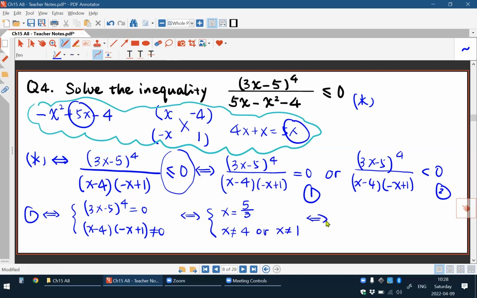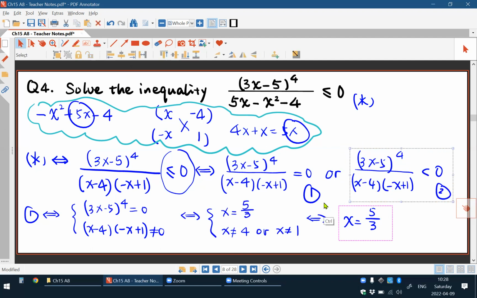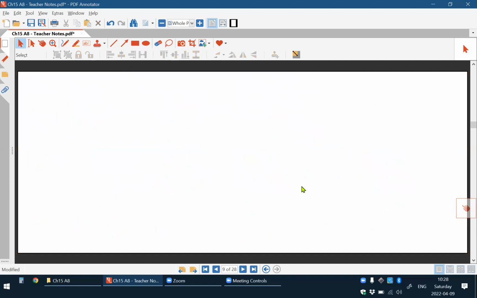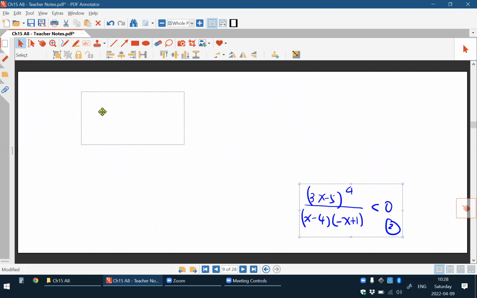Therefore, the solution to the equation is x equals 5 over 3. Why? Because when x is 5 over 3, of course, x cannot be 4 or 1. So this is a solution to the equation. Next, we want to solve the inequality here. Let's copy that inequality to the second page.